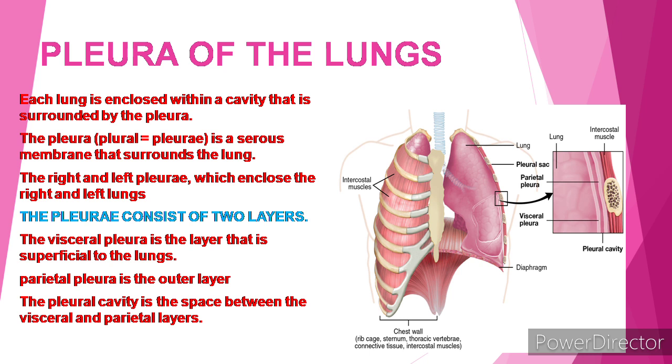The visceral pleura is a layer that is superficial to the lung and extends into the lung fissures. And the parietal pleura is the outer layer that connects to the thoracic wall, the mediastinum, and the diaphragm. The visceral and parietal pleura connect to each other at the hilum, and the pleural cavity is the space between the visceral and parietal layers.